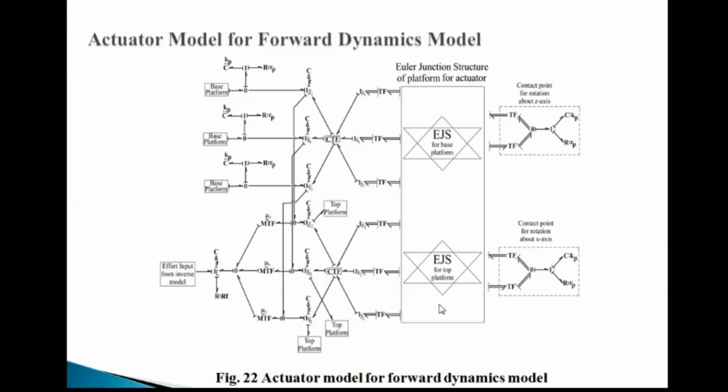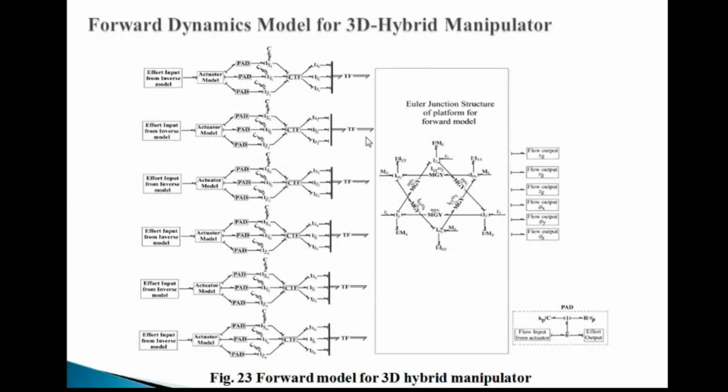So here you can see that effort is coming. Effort means the forces are coming from the inverse dynamics model. And point 1 is attached to the piston and that is the base end, and point 2 is attached to the moving platform end. Now this CTF represents the coordinate transformation which is done to convert the velocities from inertial frame to the body fixed frame. So this is the complete forward dynamics model for the 3D hybrid manipulator, in which this actuator model is the model I have shown you in the previous figure.